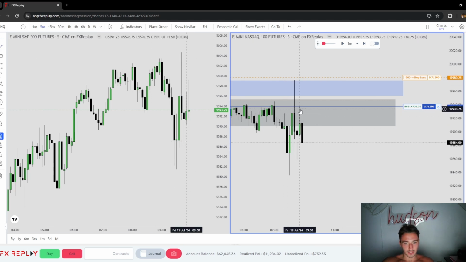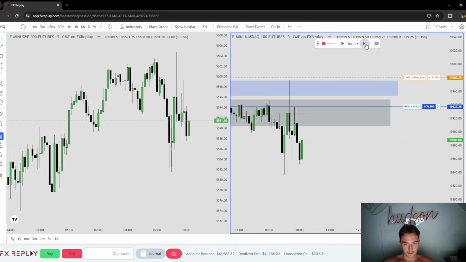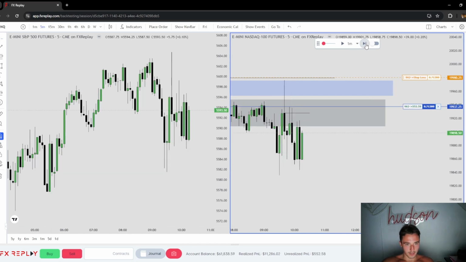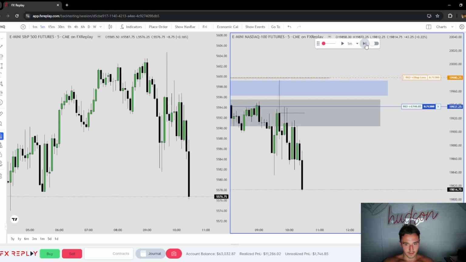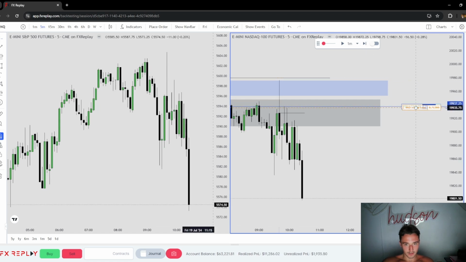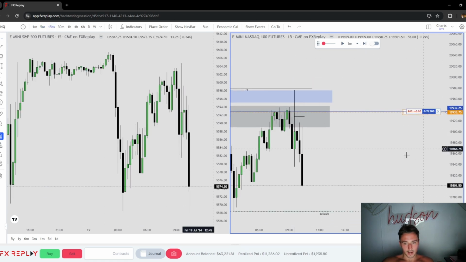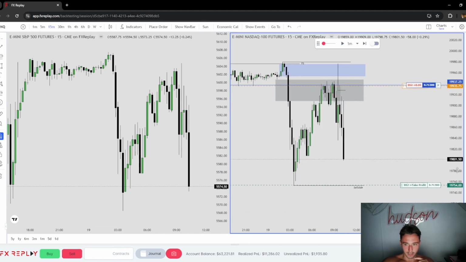Get in here. SMT on this high right here. We're not going higher than here now. Oh, are we? No. Stop gets moved. Break even. But why no partials? I'm very confident in that low. That's why.